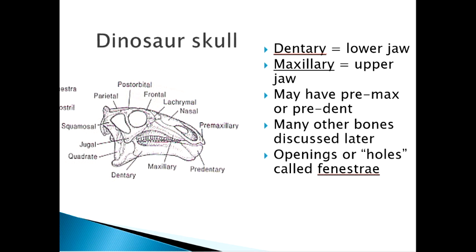Another note here, kind of cut off, but you'll notice that this particular skull has lots of little holes in it. There's a hole for the eye, a hole for the nose, and several other holes. These openings or holes in skulls are called fenestrae.